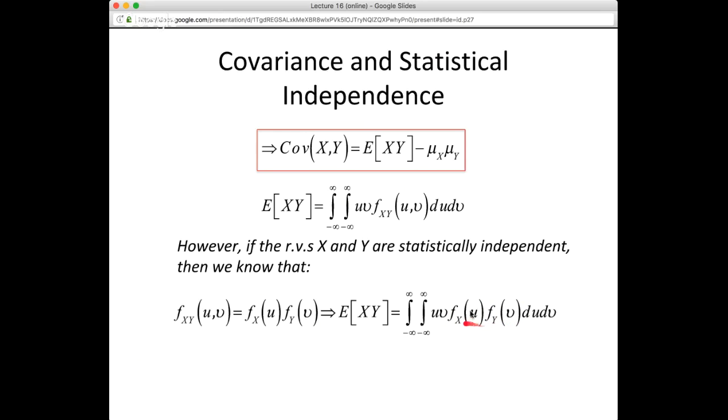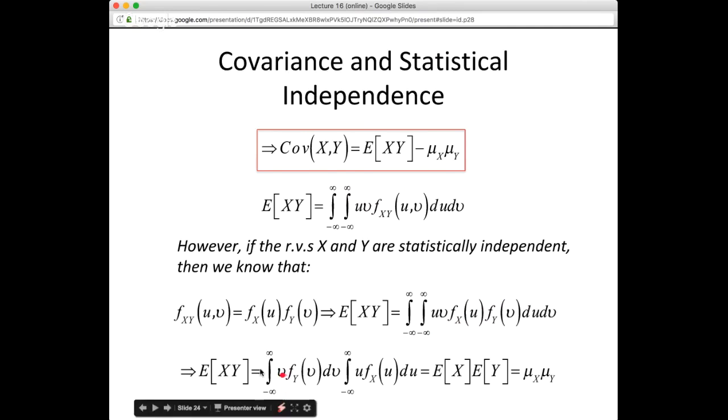And the key thing here is that now we can isolate u and fx of u and bring it out of the integral, and then integrate separately nu and fy of nu. And so basically that's what I'm showing here, that in the case where x and y are statistically independent, this double integral becomes just the product of two integrals. And if you look at these integrals, you realize that by definition, they're just the expected value of x times the expected value of y, which is equal to mu x times mu y.